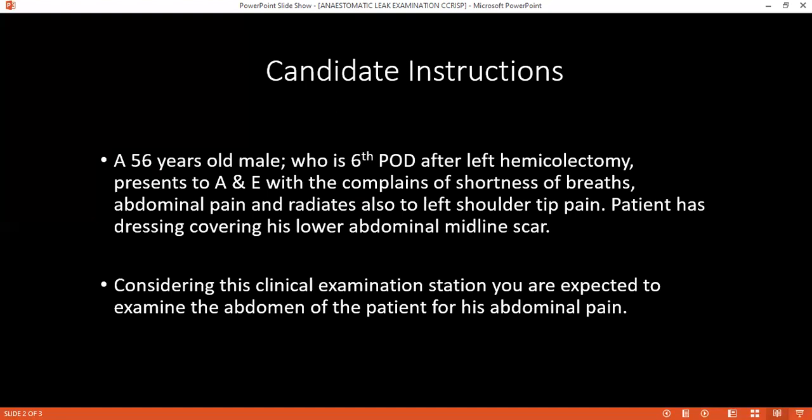I'll enter the room. I will wash my hands. Good evening, good day, sir. My name is Dr. Nwachukwu Chukwunonso Daniel. I'm one of the candidates for this exam. I want to examine you, and I will be as gentle as possible. Can I confirm your name and age, please? Yes, I'm Tom, 56 years old. Can I address you as Tom? Yes. I want to examine you, and I'll be as gentle as possible. Can I go ahead, please, sir?